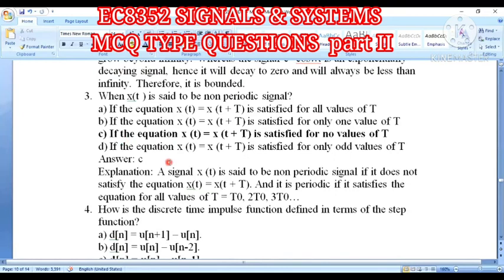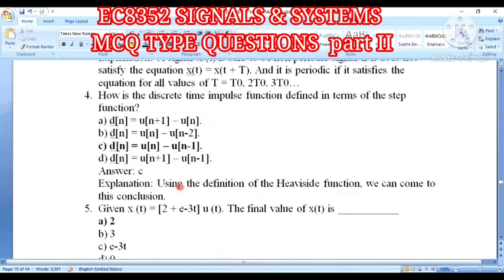Because it satisfies the equation for all the values T equal to T naught, plus 2 times T naught, plus 3 times T naught, etcetera. It will go on like this. So option C is the correct one.